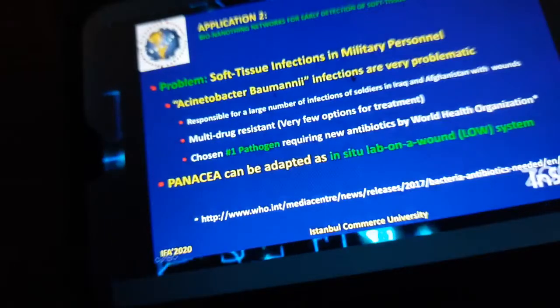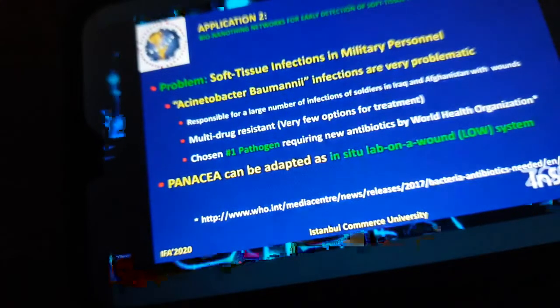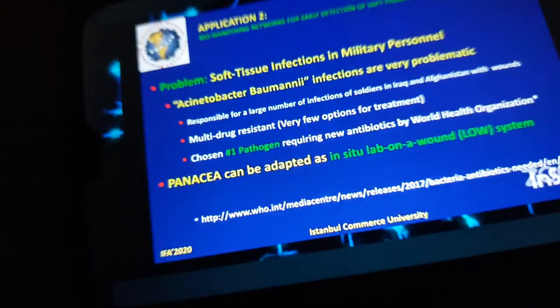Now another application is for military personnel: how to capture these Acinetobacter baumannii infections. Again, they're bacteria-based. This is the number one pathogen requiring new antibiotics, according to the World Health Organization.